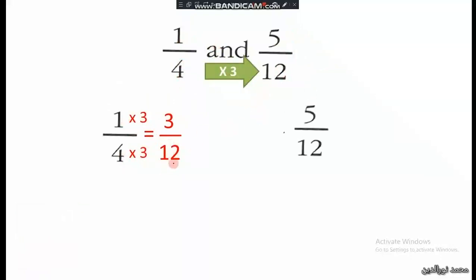And then we could compare them. The two fractions have the same denominator. The fraction that has the greater numerator is the greater fraction. So 5 over 12 is greater than 3 over 12, so 5 over 12 is greater than 1 over 4.